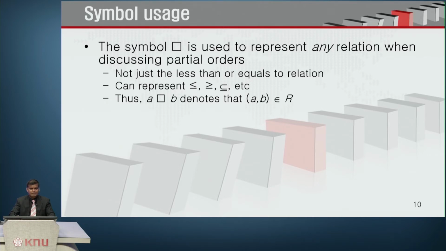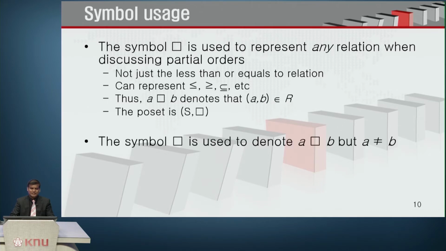Say you have A square symbol B. This denotes that (A, B) is an element of R, and the poset is (S, square). The symbol square is also used to denote A square B but A is not equal to B. So in that case, if the square symbol represents greater than or equal to, then you could say that the square symbol also represents greater than.